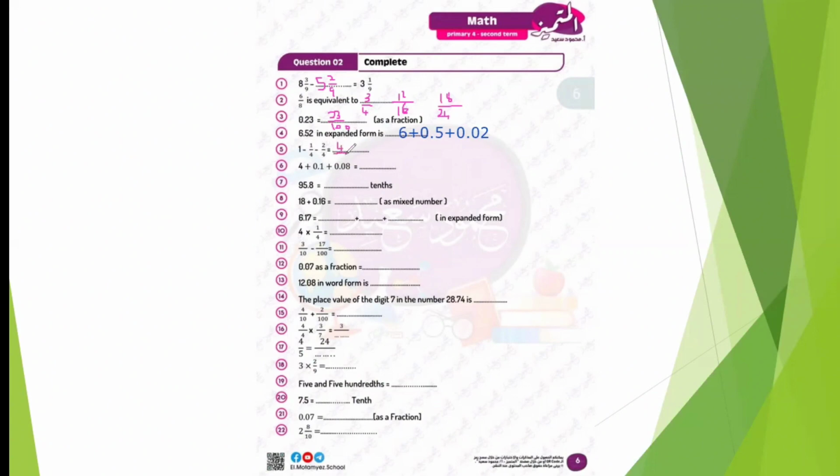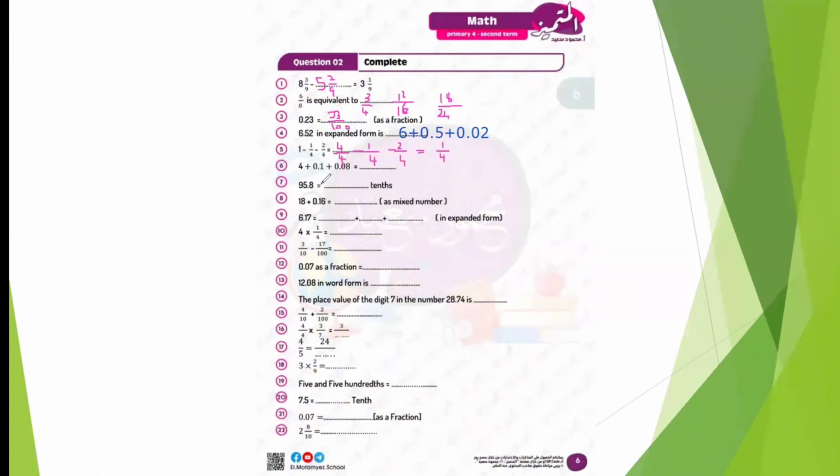We said 1 means 1 whole. It could be 4 over 4, 5 over 5, 100 over 100, any number. Then I will change it to 4 over 4 to help me subtract. 4 over 4 minus 1 over 4 equals 3 over 4. 3 over 4 minus 2 over 4 equals 1 over 4. So the answer is 1 quarter.